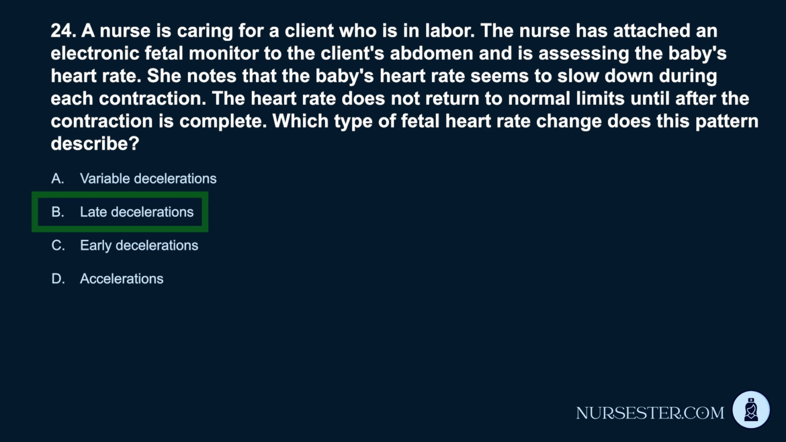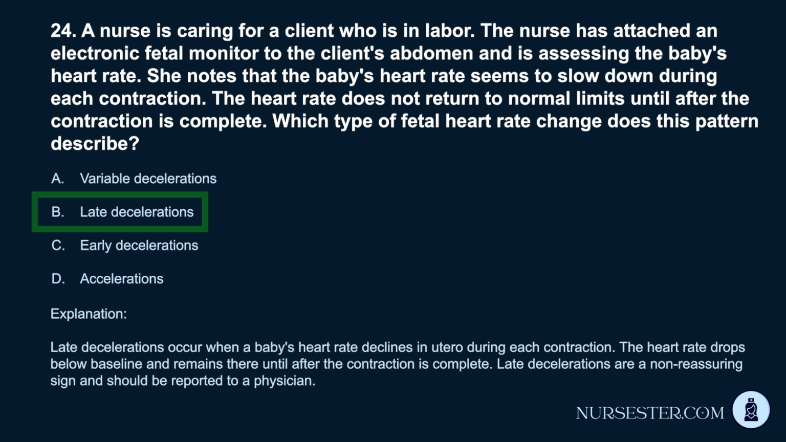Correct answer: B. Late decelerations. Late decelerations occur when a baby's heart rate declines in utero during each contraction. The heart rate drops below baseline and remains there until after the contraction is complete. Late decelerations are a non-reassuring sign and should be reported to a physician.